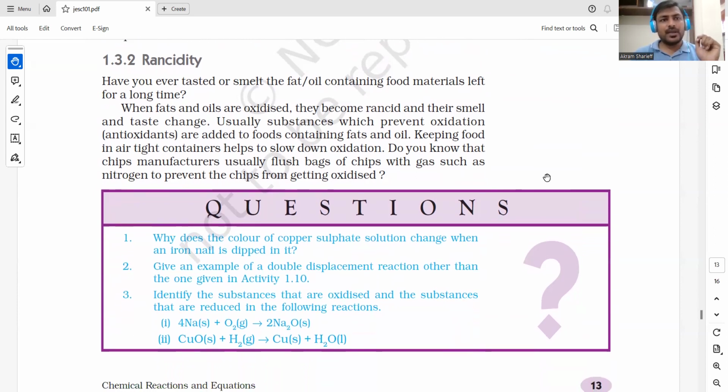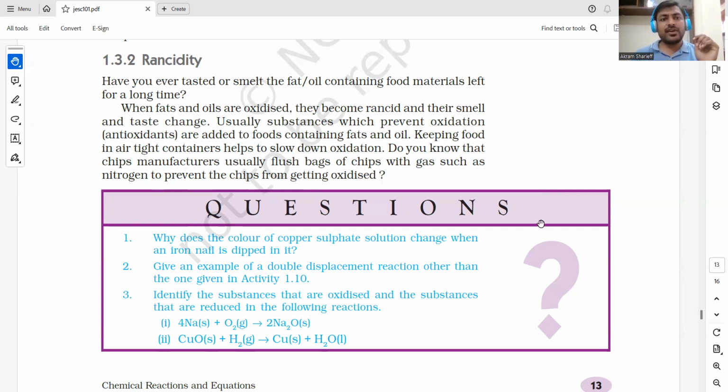Then what is rancidity? Have you ever tasted or smelled fat or oil containing food materials left for a long time? Such a bad smell it gives. Why? What is happening to that food or the oil in it? When fats and oils are oxidized, they become rancid and their smell and taste change. Substances which prevent oxidation are called antioxidants, and they are added to foods containing fats and oil to prevent oxidation. Keeping foods in airtight containers also helps to slow down the oxidation process.